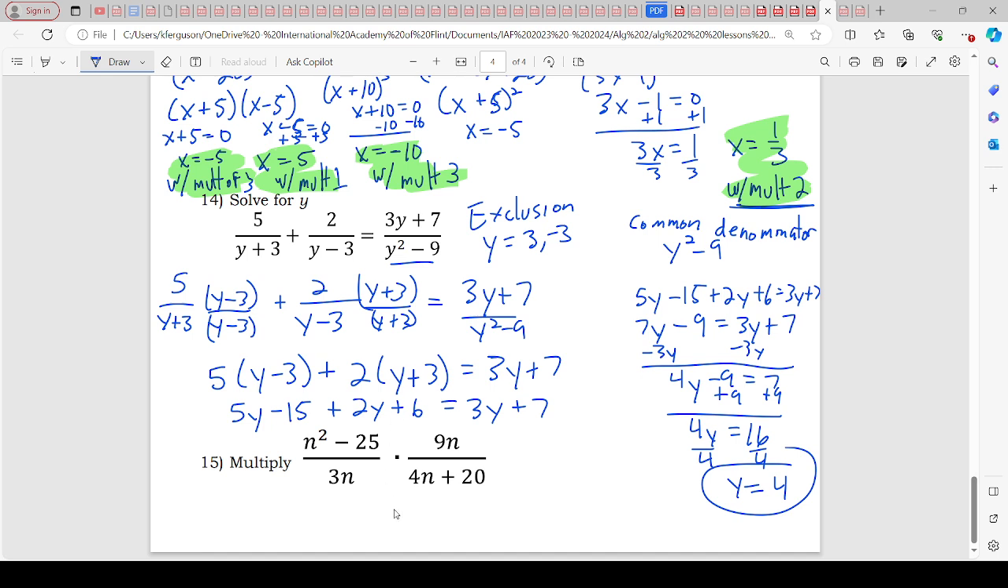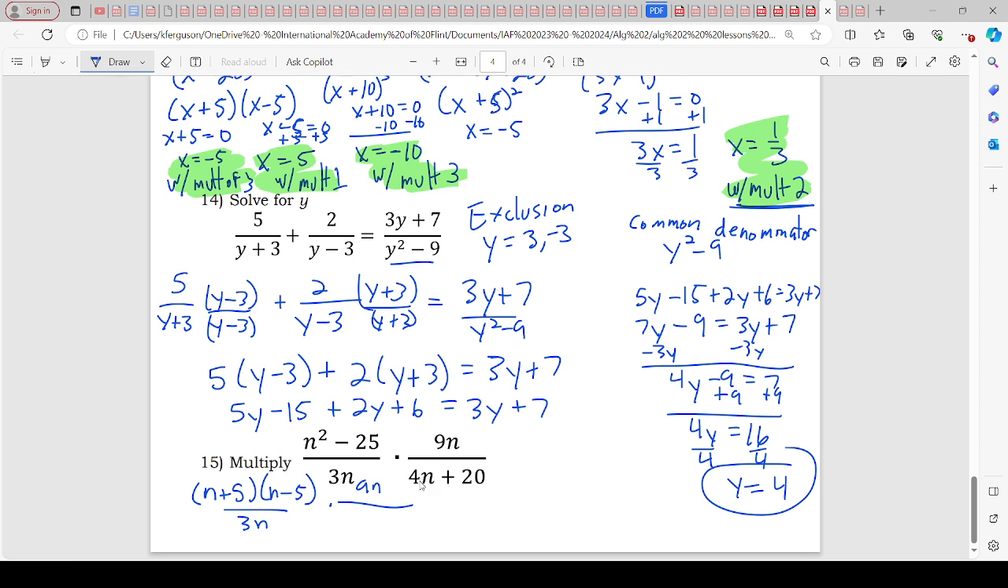Okay, the last problem. Multiplying two fractions together. I want to factor and then see if I can cross cancel. Well, n squared minus 25, that's the difference of squares. So I can factor that to n plus 5 times n minus 5. And then I got 3n, and that's times 9n on the top.